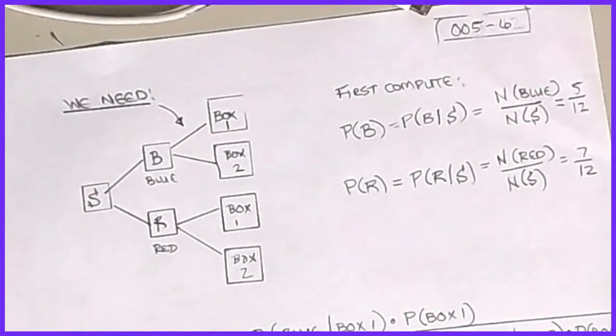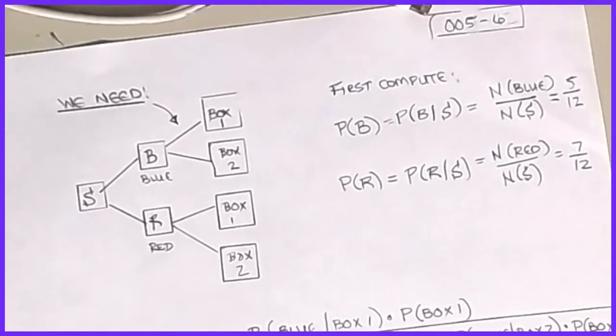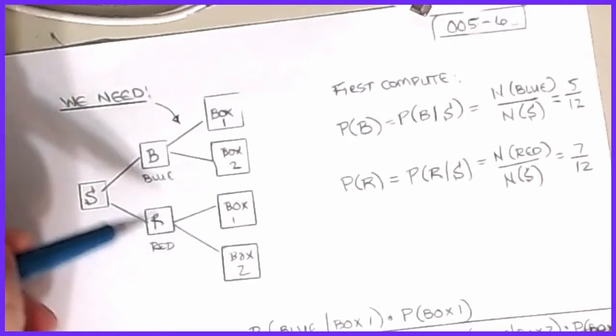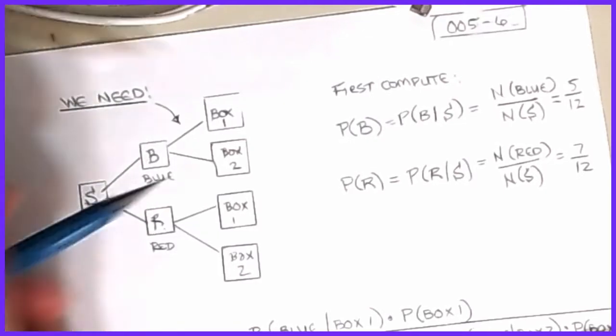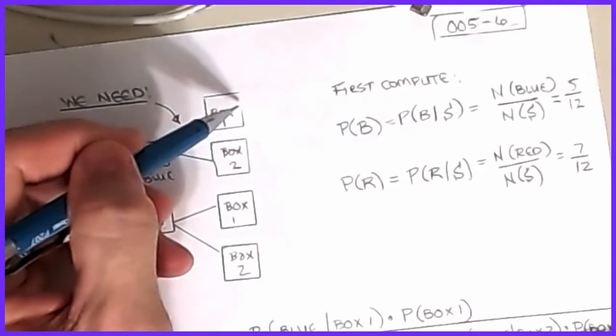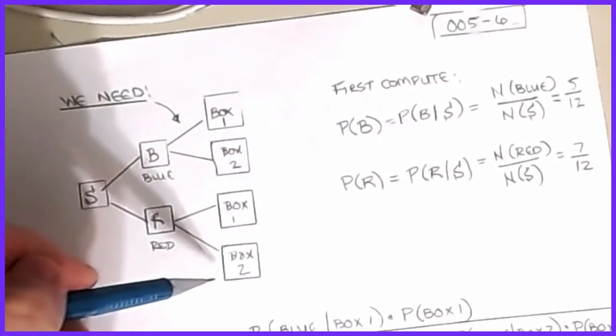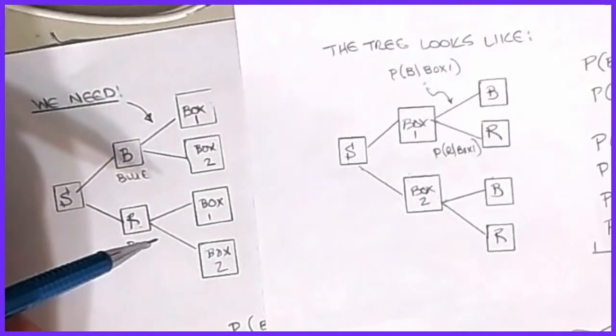And so basically, in effect, we're going to change our tree. All I've done is, you notice now, instead of doing box 1 and box 2 here, I'm now doing blue and red. And then given that it's blue, box 1 and box 2, and given that it's red, box 1 and box 2. So you can see the tree is very, very different from the one that we just did.